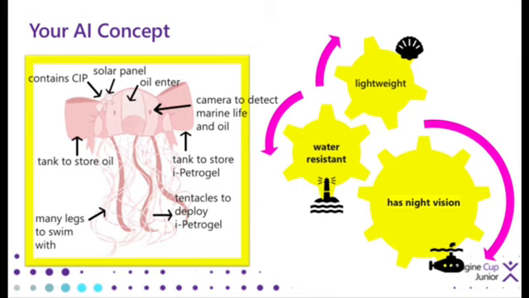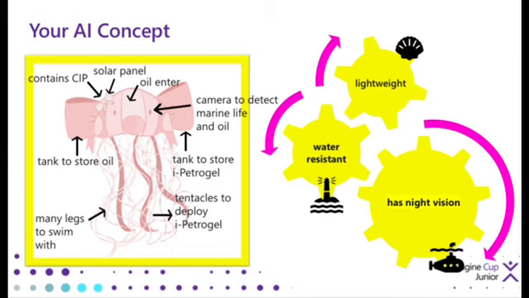As we can see on this slide, we have a sketching for our Prototype 429. On the upper left of the sketching, we have a small ribbon. The small ribbon contains CIP that contains information about oil spills and GPS so that Prototype 429 doesn't get lost or go off radar. Next, the small ribbon is covered by solar panel as Prototype 429 uses solar energy as its main source of energy. The oil will enter through the mouth. And as you can see, we have two eyes. The eyes act as a camera to detect marine life and oil.